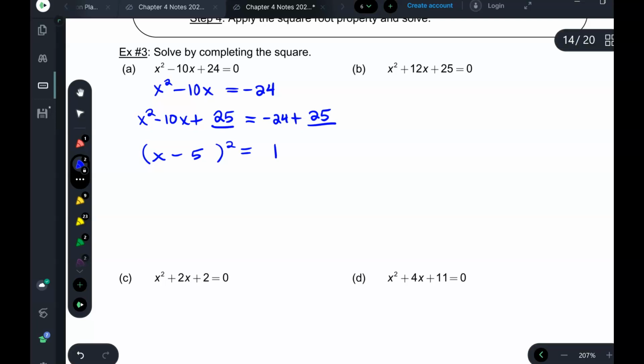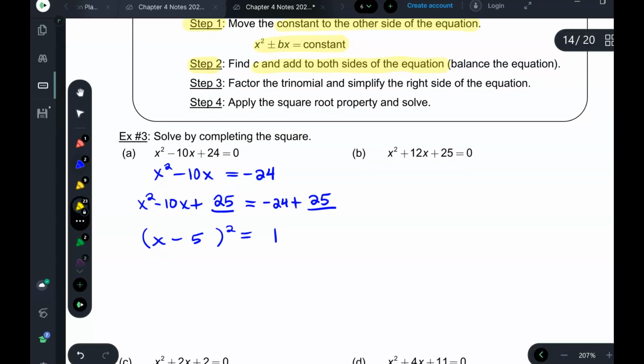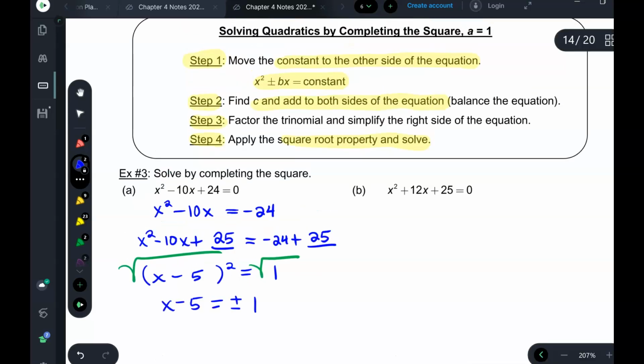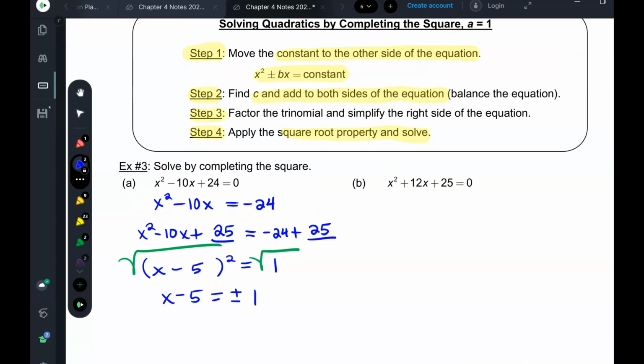Now, take a look. It looks just like the problems on the previous page. So we did step 3. Step 4, we're going to do the square root property and solve. What's the square root of 1? Okay, watch. What does my step 1 say? Move the constant to the other side. So I move 24 to the right side.